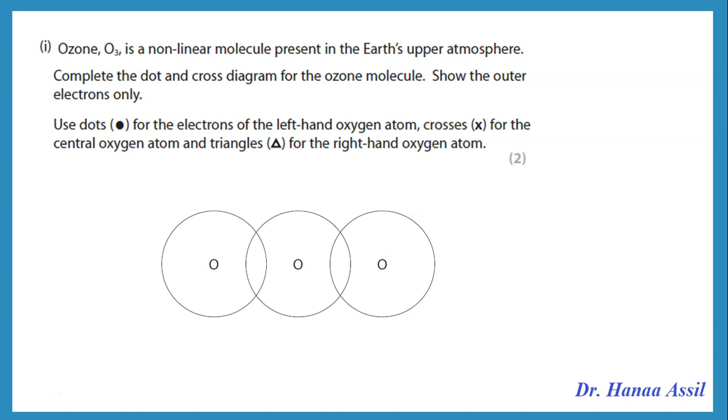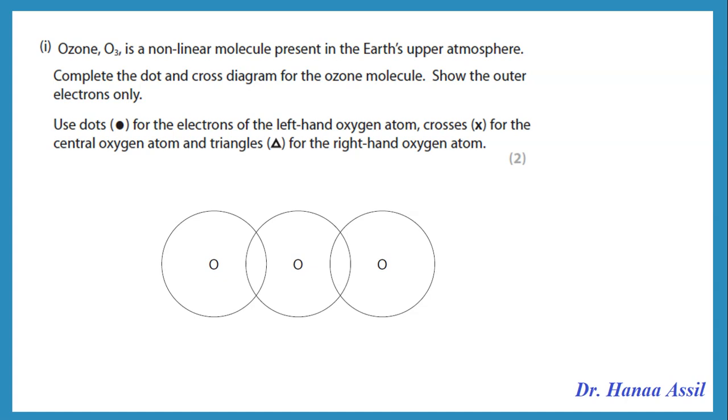Ozone. Ozone is a non-linear molecule present in the Earth's upper atmosphere. Complete the dot and cross diagram for the ozone molecule. Show outer electrons only. Use dots for the electrons of the left-hand oxygen, cross for the central, and triangles for the oxygen on the right.